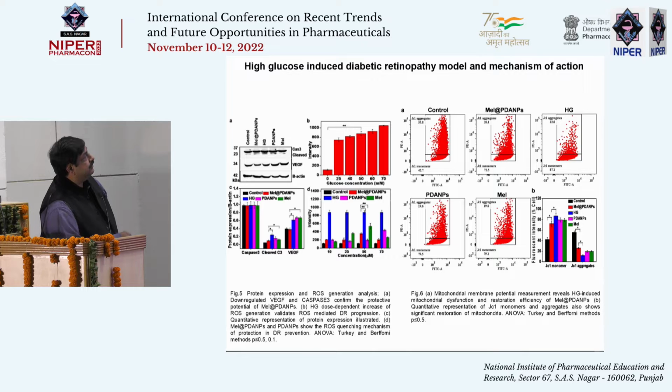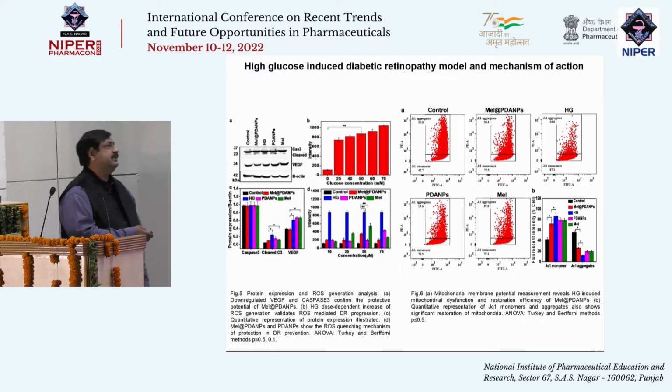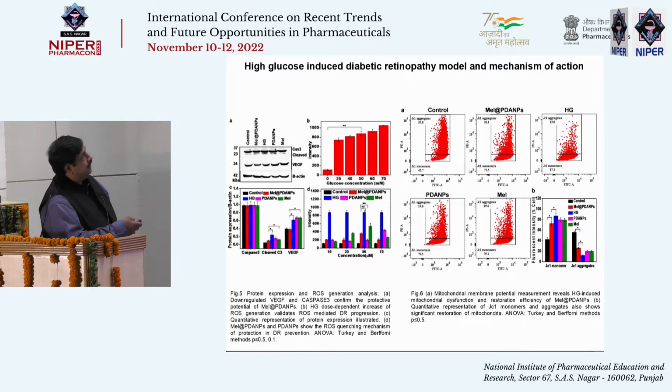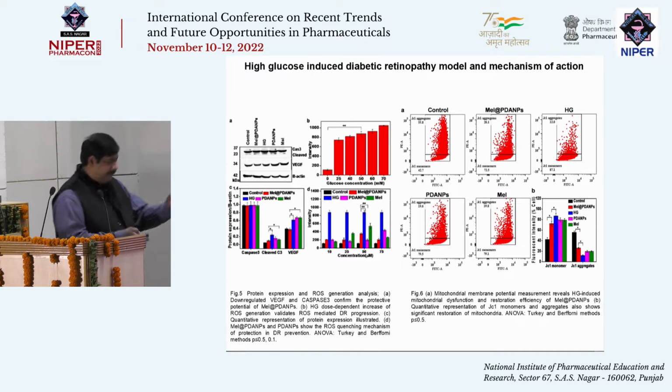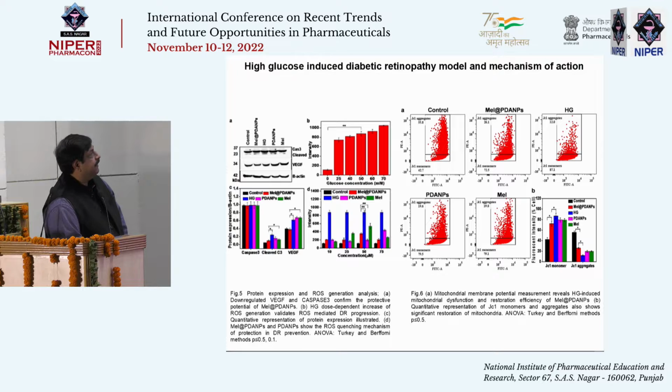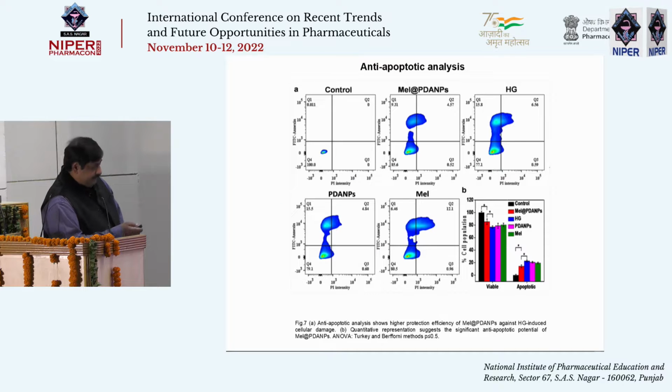They are also reducing the reactive oxygen species at the intracellular level, and the cell death or mitochondrial damage induced by high glucose is prevented by this nanotherapy. This nanoformulation is also reducing the apoptosis induced by high glucose.